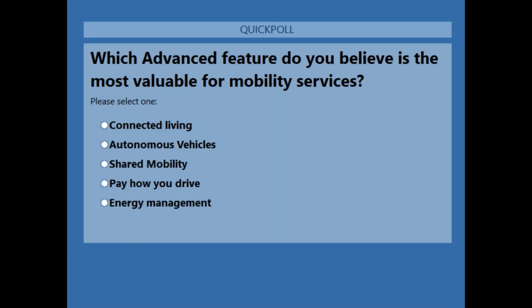So is it possible if we launch one more poll for the audience and gain their opinions? Yeah, meanwhile, sure. So, audience, we have one more poll on the way, and I request you to choose an option for it too. Meanwhile, I guess Hari should be able to join. This poll asks: which advanced feature do you believe is the most valuable for mobility services? There are 5 options here, and 30 seconds again.